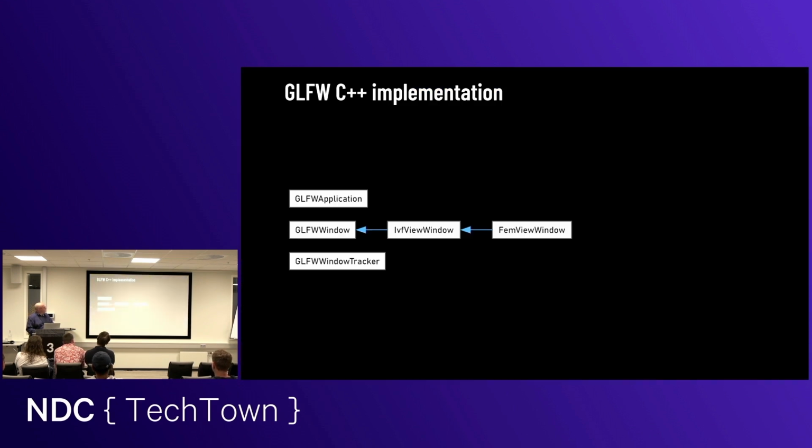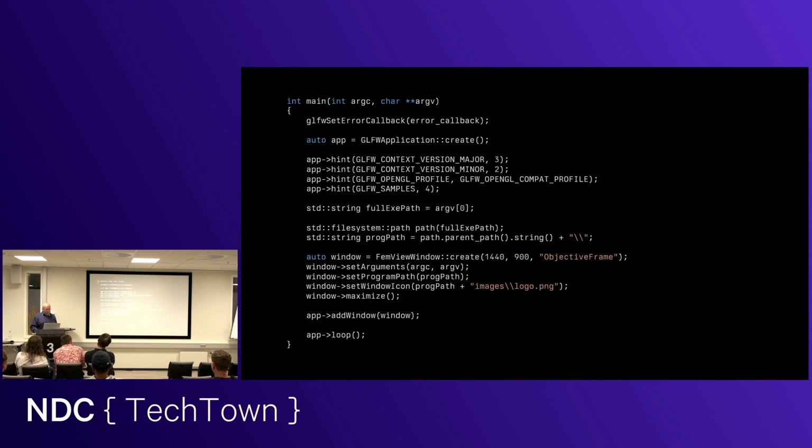And of course I did some objects here as well. So I have an application that runs the GLFW event loop. I have a singleton that tracks the windows, so if I create multiple windows, I can get to them. And I have the main FemView window that contains all the user interface. It's based on the GLFW window class that I have developed. So this is how it can look. I create an application, and then I set some hints for GLFW, and then I create my window, and then I finally do the app loop here as well.